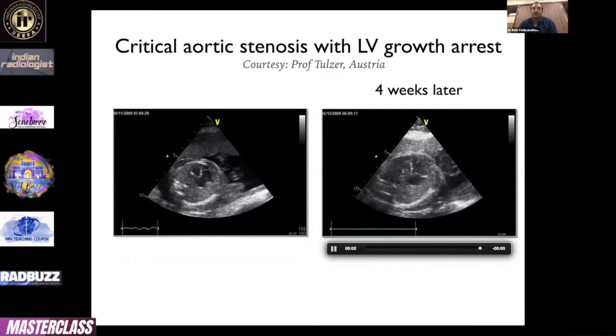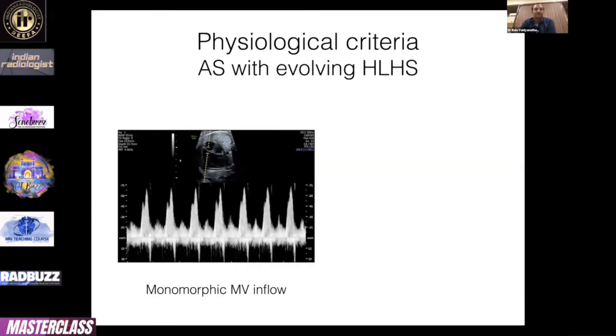So this is what is important to understand in aortic stenosis. This is one of those lesions which has this unique thing of in utero progression towards a more severe end of the spectrum, that is hypoplastic left heart syndrome. And that's why the two groups from Boston and from Austria have spent a lot of time and energy studying the impact of in utero intervention, which I'll come to a little later.